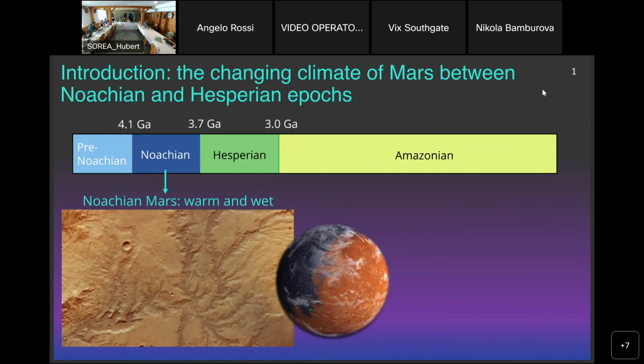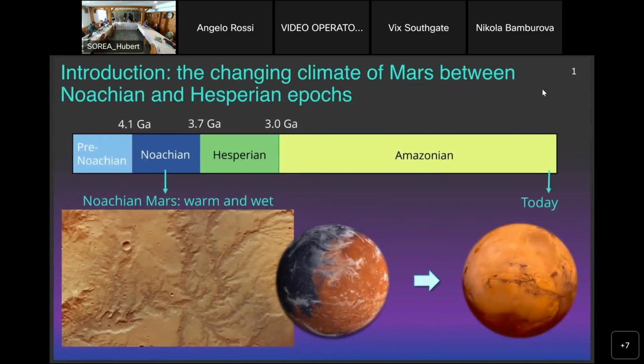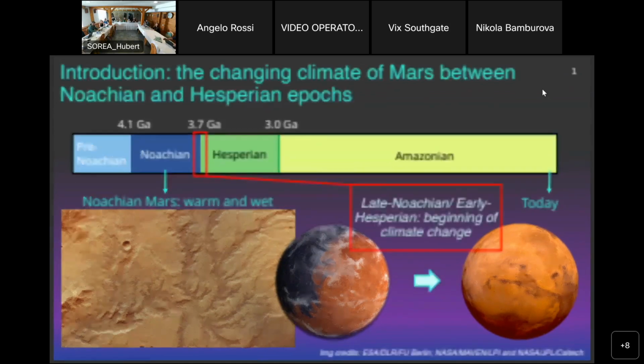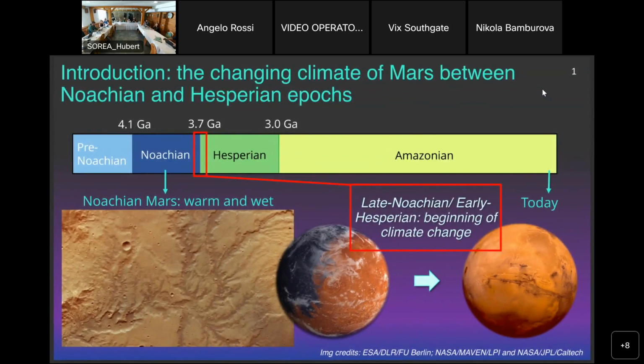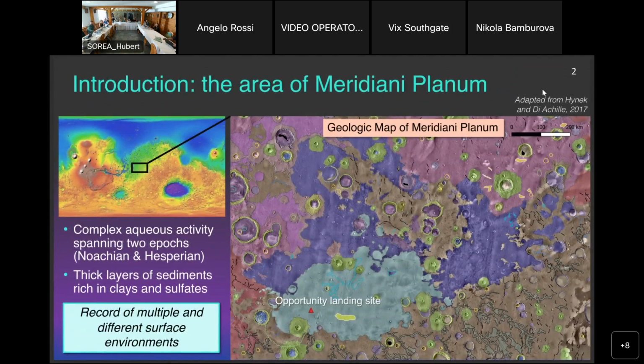We have multiple pieces of evidence that in the past Mars was probably warm and wet, for example the valley networks on the surface. But if we observe Mars today, it is a completely different planet, which is dry, with no water on the surface. So when did this happen? This change started at the end of the Noachian epoch, about 3.7 billion years ago. Between the late Noachian and the early Hesperian, we had the beginning of this shift in the climate. I want to study specifically this period of the history of Mars.